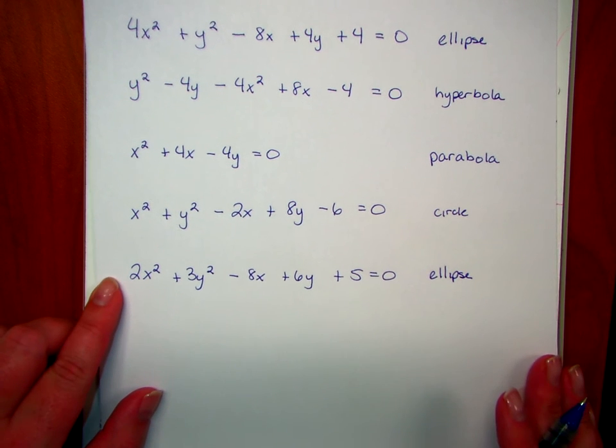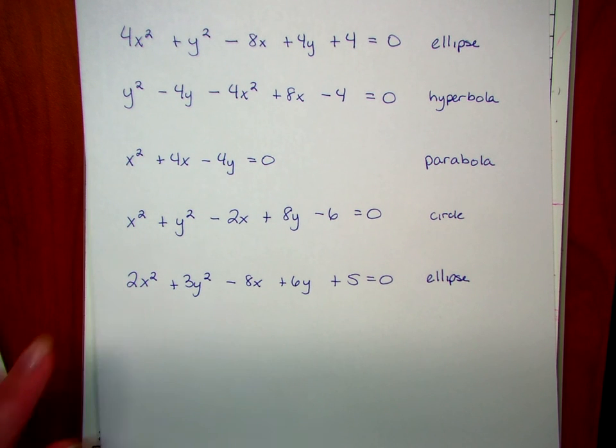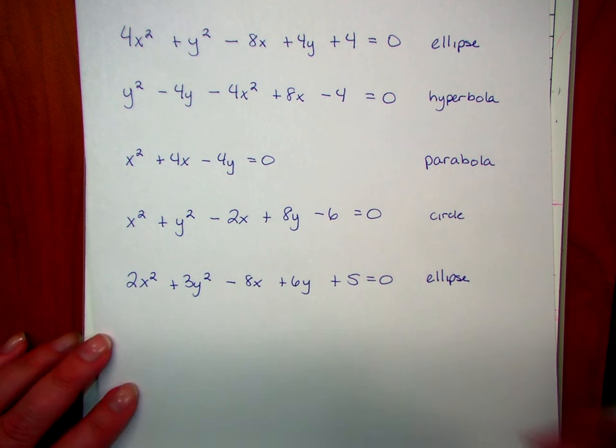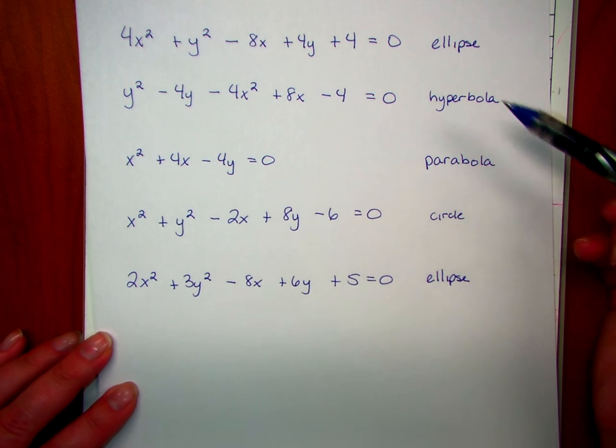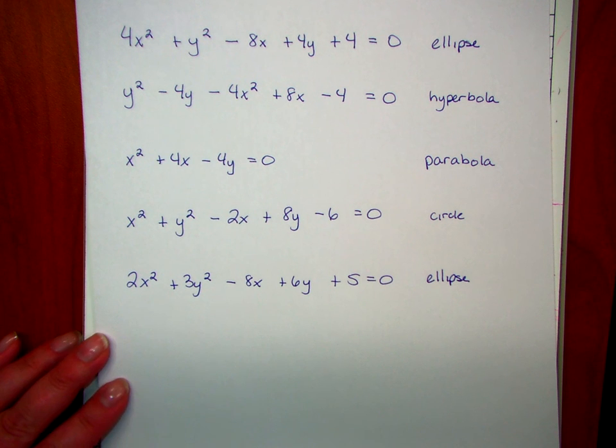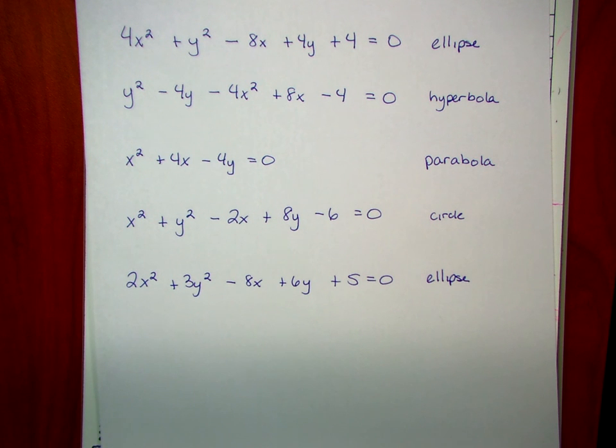All right, so practice if you will. I'm sure there are lots of examples out there about conic sections. Look at the general form of those conic sections and see if you can identify whether they're hyperbolas, ellipses, parabolas, or circles. And if you can do that, you'll be well prepared for the final exam.